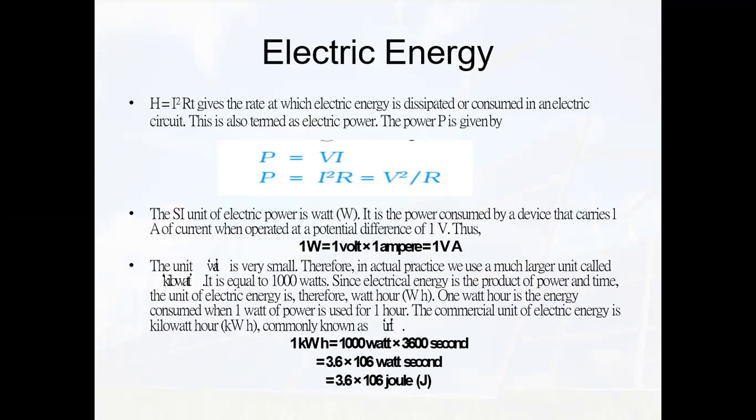Since electric energy is the product of power and time, the unit of electric energy is therefore the watt hour. 1 watt hour is the energy consumed when 1 watt of power is used for 1 hour, and the commercial unit of electric energy is the kilowatt hour, commonly known as kWh.